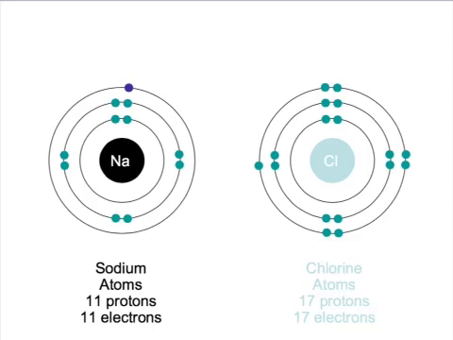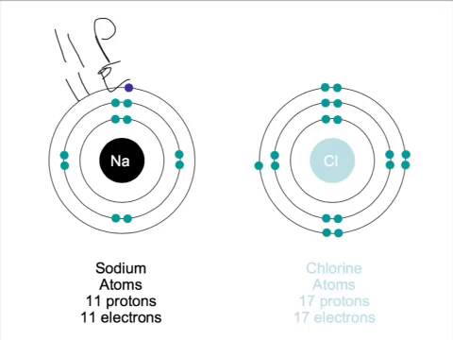These next few slides should give you a very good example of how an ionic bond works. First, we'll start with sodium, symbol Na, as you can see right here. Sodium has an atomic number of 11, which means it has 11 protons. It will also have 11 electrons.